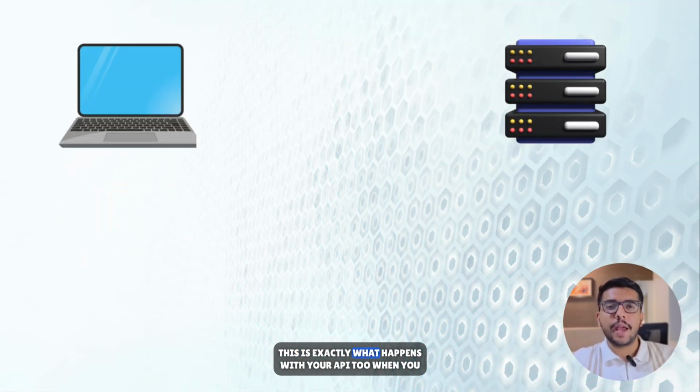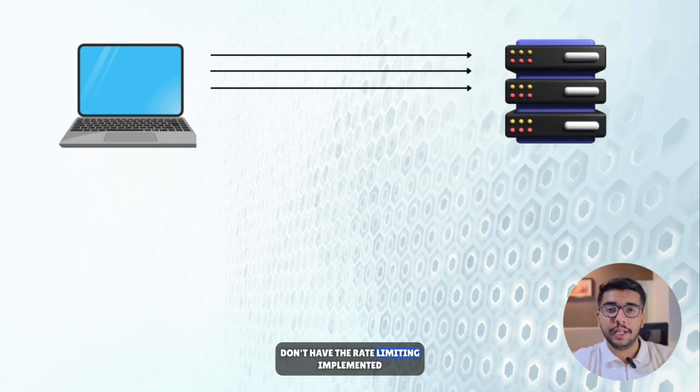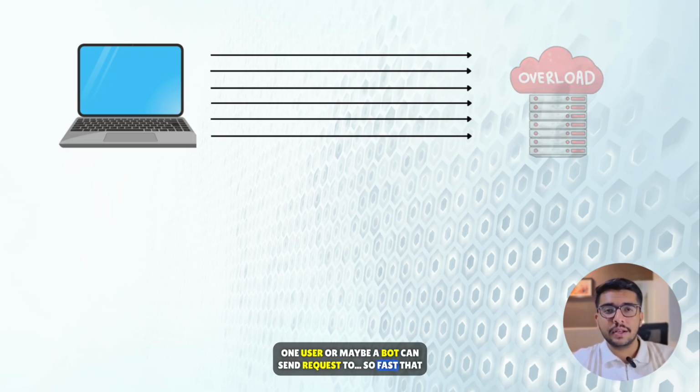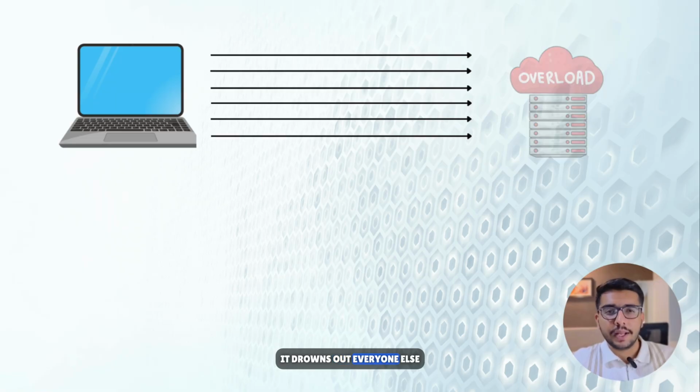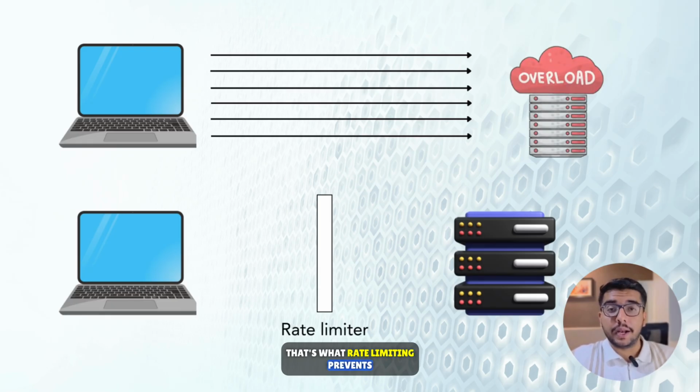This is exactly what happens with your API too when you don't have rate limiting implemented. One user or maybe a bot can send requests so fast that it drowns out everyone else. Your servers get overwhelmed and genuine users can't use your app, and suddenly your entire service is down. That's what rate limiting prevents.